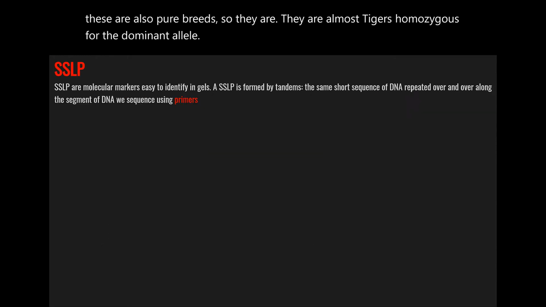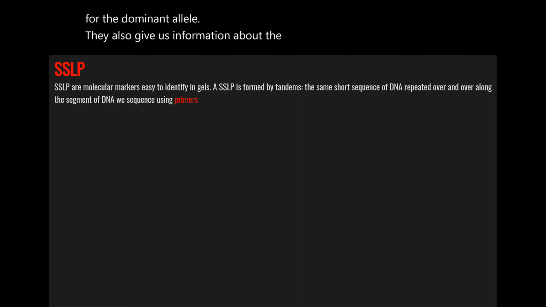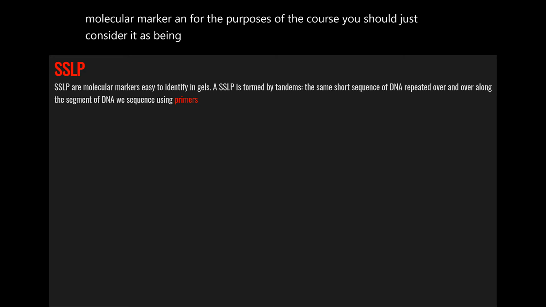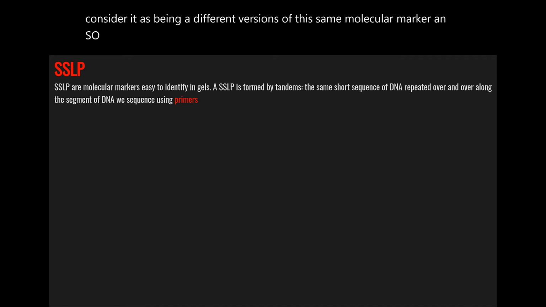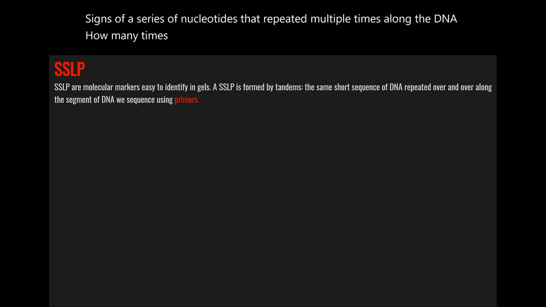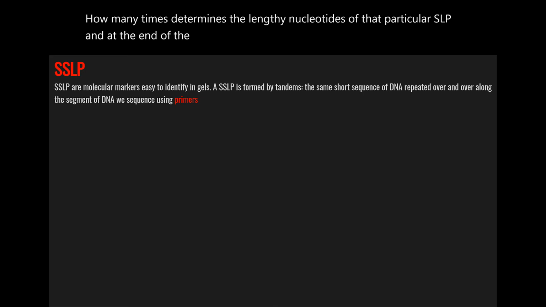They also give us the information about the SSLPs. An SSLP is a molecular marker, and for the purposes of the course, you should just consider it as being different versions of the same molecular marker. An SSLP is formed by tandems, which is just the sequence of a series of nucleotides that are repeated multiple times along the DNA. How many times determines the length in nucleotides of that particular SSLP, and at the end of the day it gives us a relationship of how heavy the molecule is going to be.